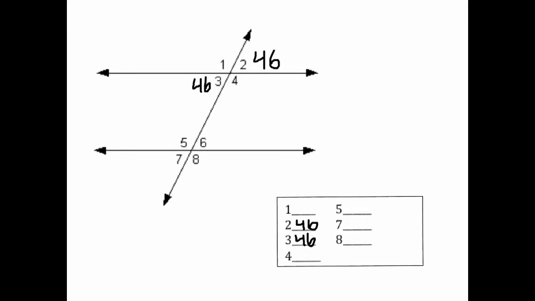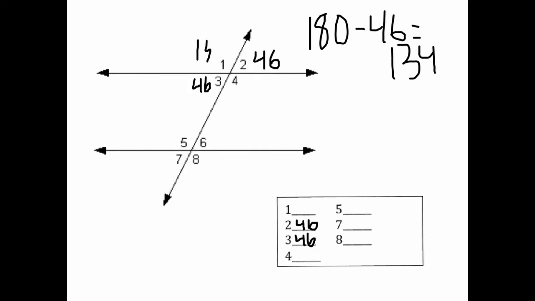Now, I know that angle 1 is supplementary to angle 2. So to figure out the measure of that, I can just do 180 minus 46, which equals 134 degrees. So I'm going to go ahead and fill that one in. Now, angle 4 is vertical to angle 1, which means it'll have the same measure. So that's going to be 134 degrees as well. So I'm going to go ahead and fill those in on my chart.